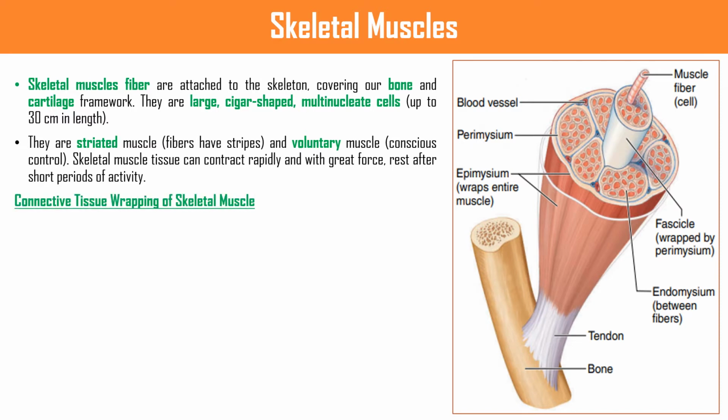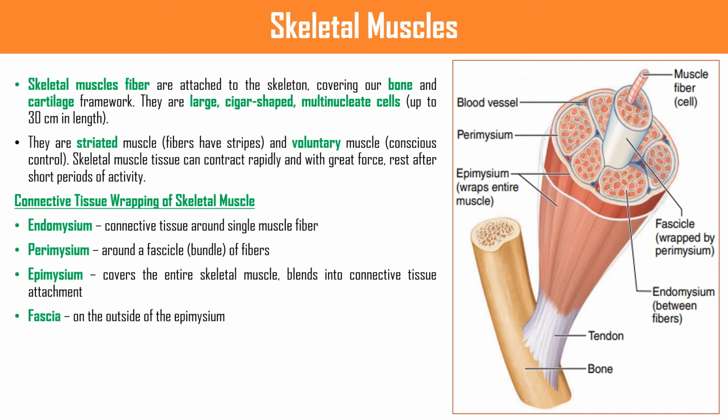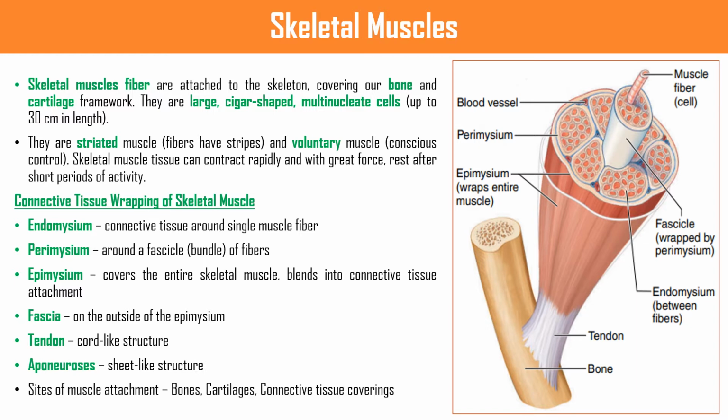Connective tissue wrapping of the skeletal muscles. Endomysium is the connective tissue around a single muscle fiber. Perimysium is around a fascicle, or bundle of fibers. Epimysium covers the entire skeletal muscle. It blends into the connective tissue attachment. Fascia is on the outside of the epimysium. Tendon is the cord-like structure. Aponeurosis is the sheath-like structure. The sites of muscle attachment are bone, cartilages, and connective tissue coverings.